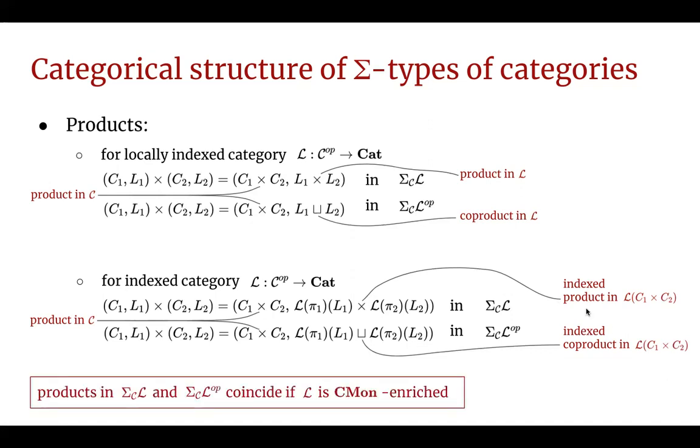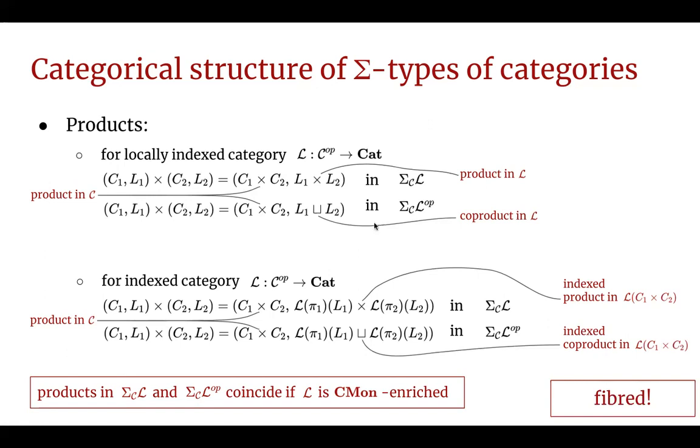I'd like to note that in case our category L is commutative monoid enriched, which is going to be the case in automatic differentiation, these products in the covariant and the contravariant sigma type category are going to be the same because products are biproducts. Okay, so I think this is probably well known, at least among some people.